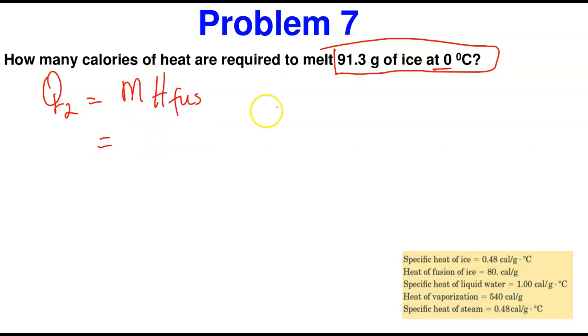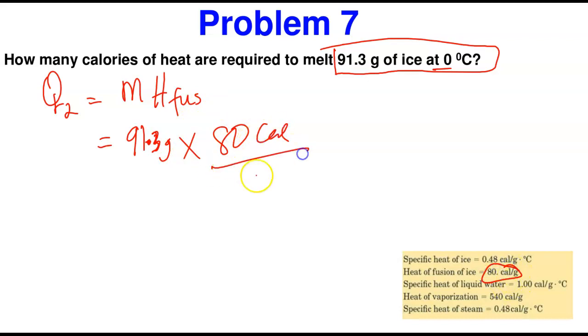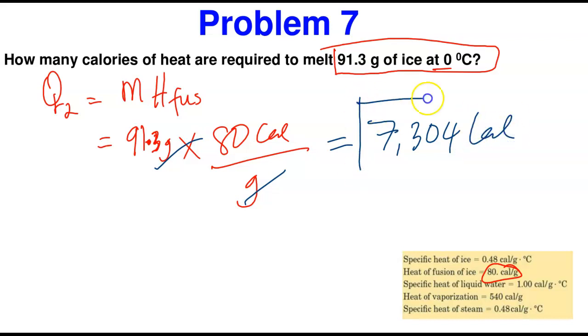So now this is going to be 91.3 grams times heat of fusion, of course, which is 80 calories per gram. And again, if this cancels this and you multiply, you're going to get 7,304 calories.